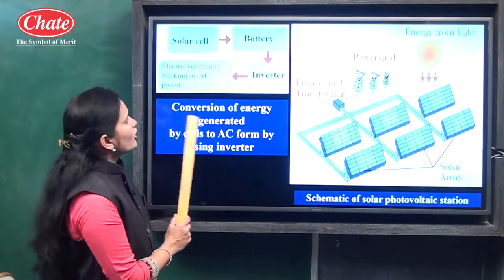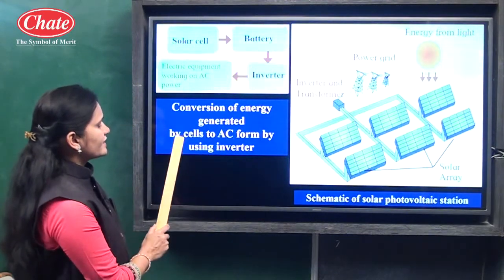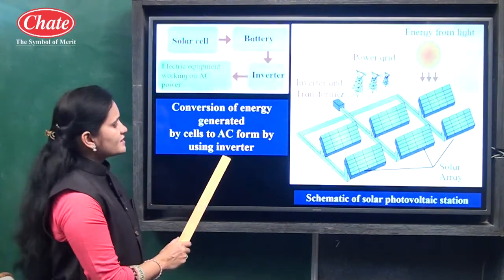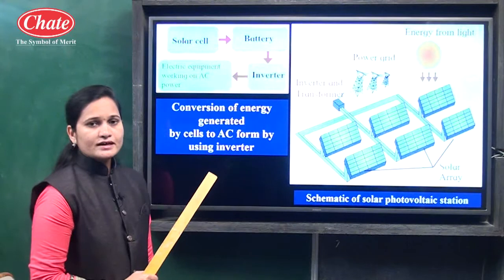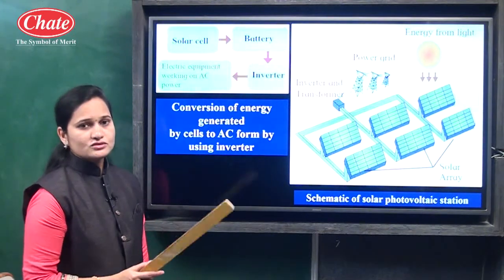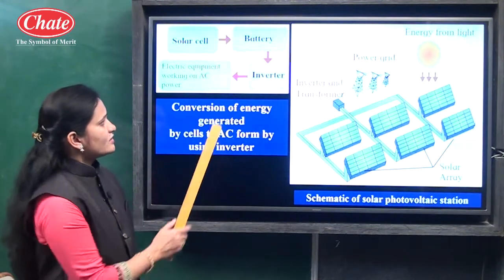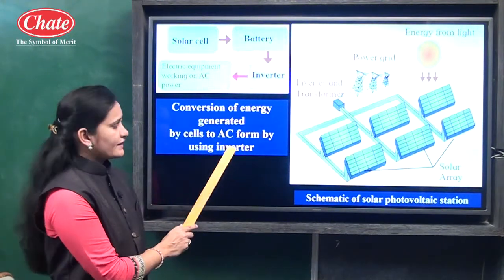Now you can observe here the conversion of energy generated by cells to AC form by using an inverter. Now, what is the main function of the inverter? The inverter is useful to convert the DC current into the AC current. So AC means what? Alternating current.